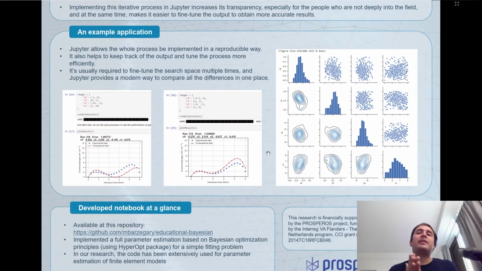As an example application, we have implemented a notebook in which a Bayesian optimization approach has been employed to minimize an objective function, which is the difference, as I said, of the output of the computational model and experimental results. And it's available as a Jupyter notebook.